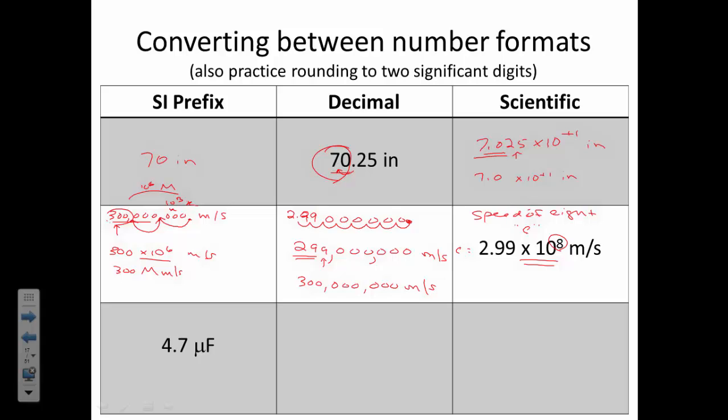Now we're going to do the opposite. Let's take 4.7 microfarads. And remember, farads is the capacitance unit for electricity and capacitors. So micro, if you look on your chart, I'm going to do a straightforward replacement. Micro means to replace it with times 10 to the minus 6.